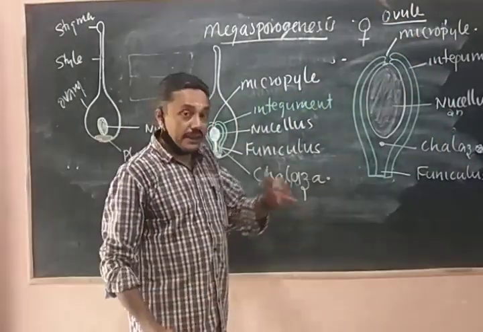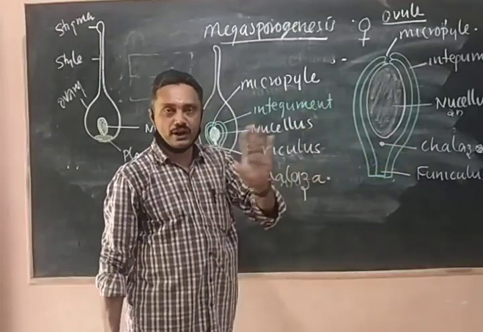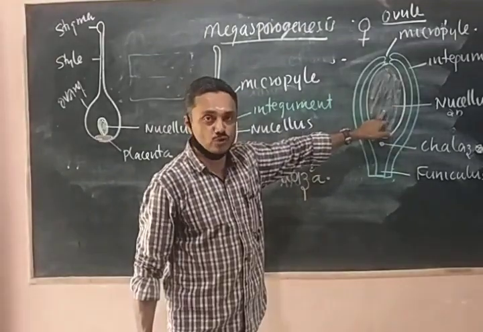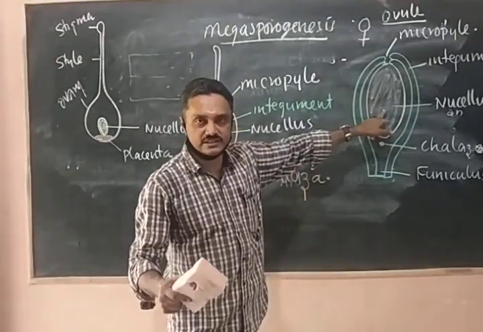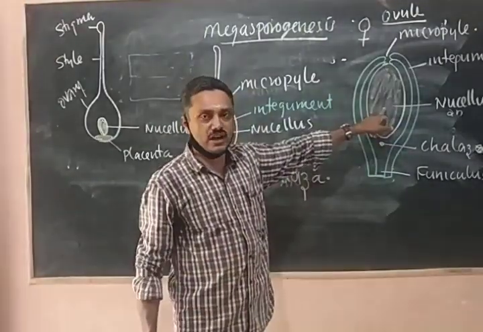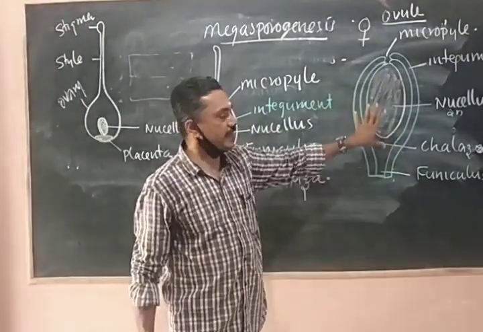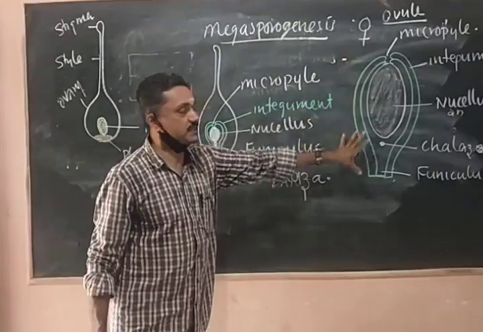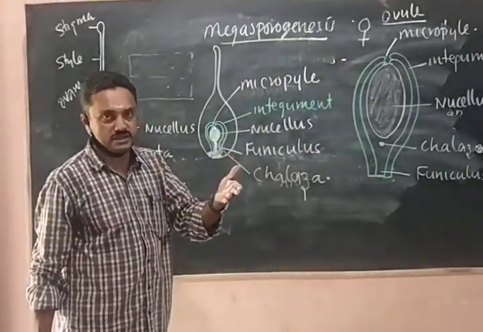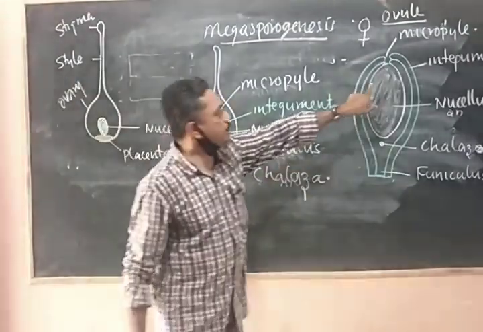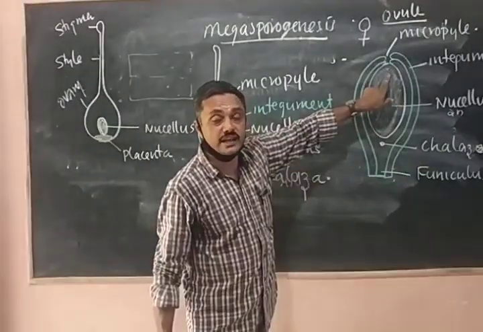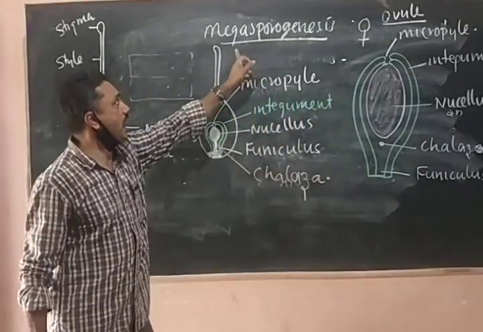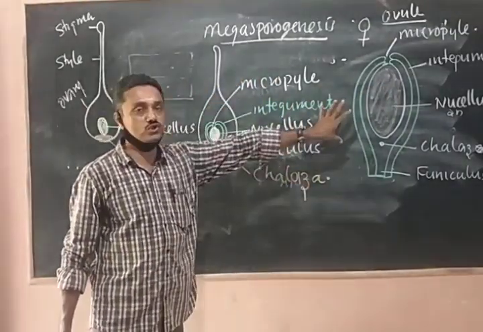Male gametes are developed, but female gametes are not yet developed. Female gamete development takes place inside the nucellus, which we can see in the next class. It's a continuous process. So this is the diagram, the LS of the ovule. Then megasporogenesis, the formation of the female gamete, takes place inside the nucellus, and we continue in the next class. This is the first part of megasporogenesis, how the ovules develop.